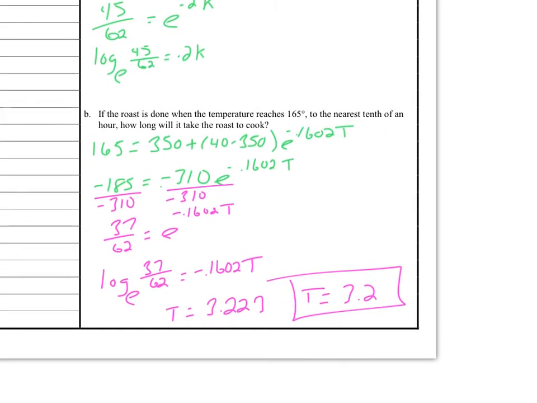From there, answer the next question, but again, it's a matter of plugging in. They're telling you now they want the roast to be done. It reaches 165 and it's finally done. So 165 is the ending temperature, T, after a certain amount of time. 350 is still the temperature surrounding the roast, the temperature of the oven. 40 minus 350 didn't change, but your negative 2k did change, okay? And then you just work backwards and solve. End up with t equals 3.2. Let's move on to the last problem, thank goodness.